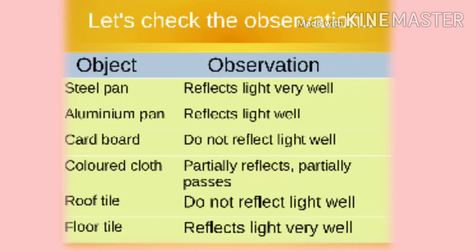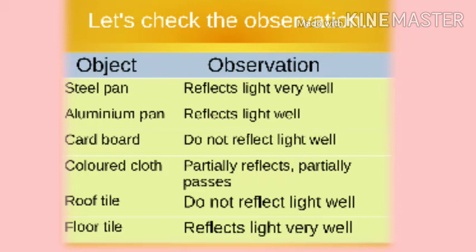On page number 24, you can see this table. I hope you find out the answer to this experiment. Let us check out the answers. So, which are the objects which reflect light, which do not reflect light, and which partially reflect light? So, the new steel plate, it was given in the textbook. It reflects light very well. So, this steel plate reflects the light of the torch very well.